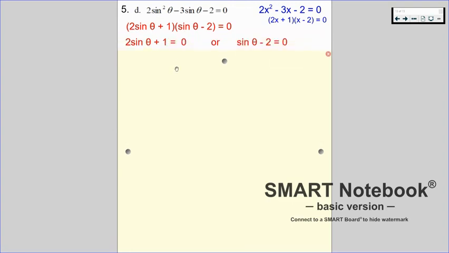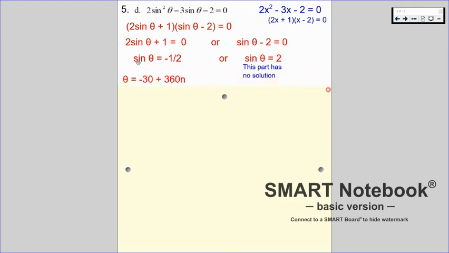Set each factor equal to 0. 2 sine theta plus 1 equals 0. Sine theta minus 2 equals 0. Subtract 1, divide by 2. Did that in one step. I'm sure you can handle that part. And this part over here, lucky me, sine theta equals 2, that will not have any solutions.